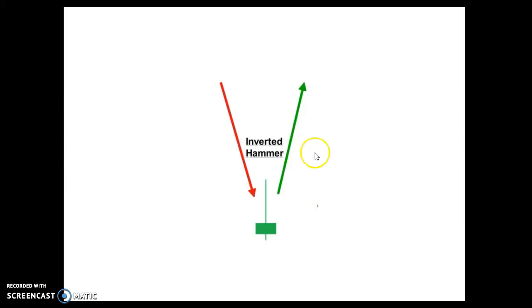Like as I said, the inverted hammer candlestick which was formed on 24th January. What exactly is the inverted hammer candlestick? This pattern consists of a black body followed by an inverted hammer. This is characterized by a long upper shadow and small body. It is similar in shape to the bearish shooting star, but unlike the shooting star, the inverted hammer appears in a downtrend signaling a bullish reversal.